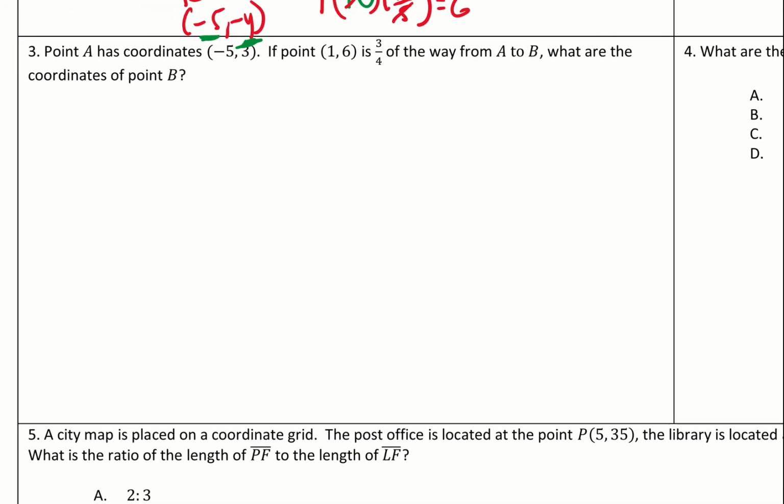All right, so point A has coordinates -5, 3. If point 16 is 3/4 of the way from A to B, what are the coordinates of point B? This one's a harder directed line segment problem. This is actually one of the hardest ones of these types of problems to do, but I'll show you how to do it. So here, let's go ahead and draw this scenario out. Picture's worth 1,000 words here.